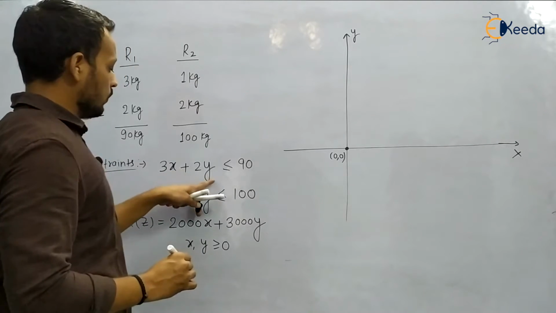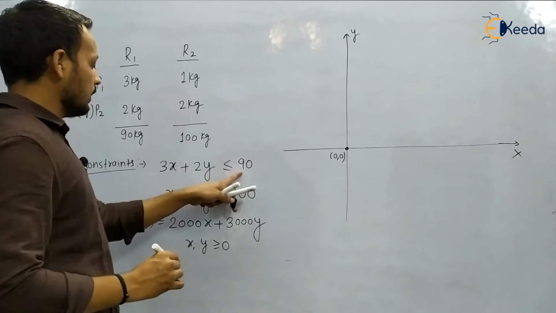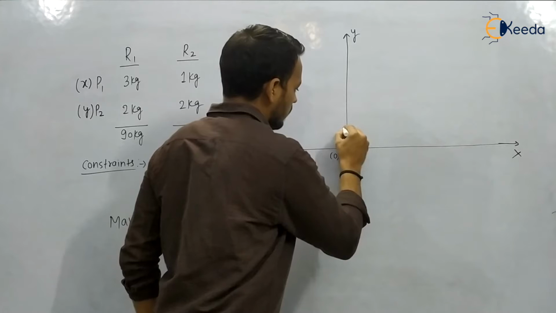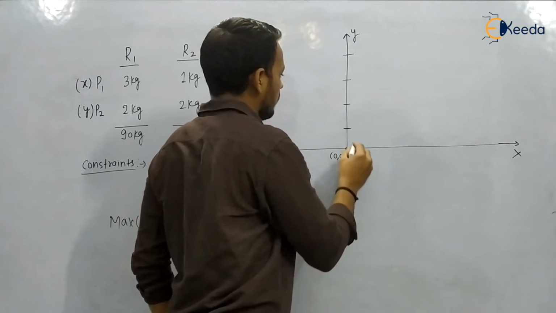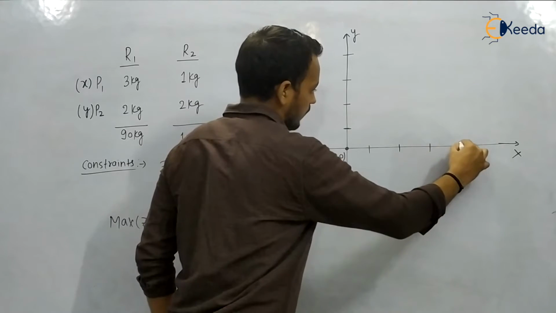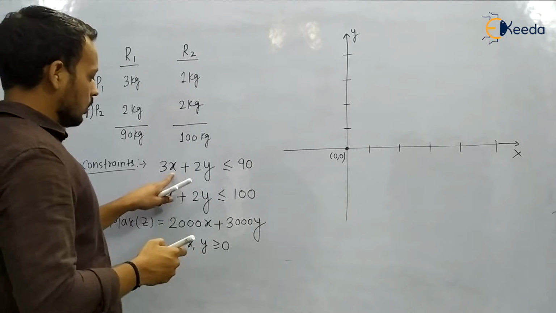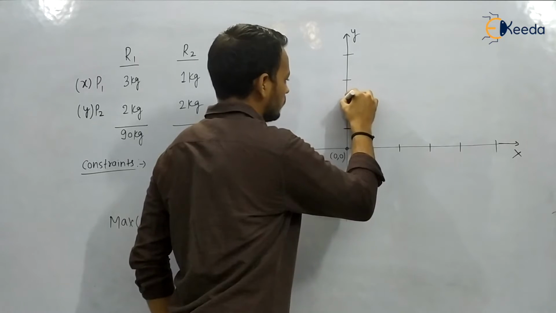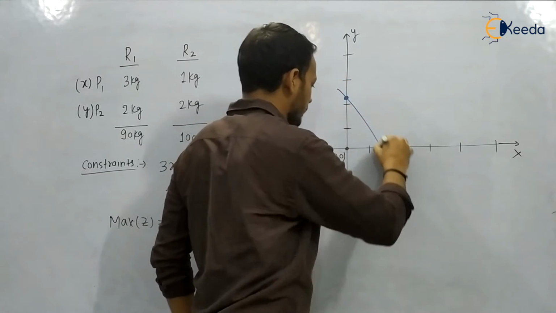Okay, so look at the first constraint. When x is 0, then y is going to be 90 by 2, that is 45, and when y is 0, then x is going to be 90 by 3, that is 30. Okay, so we will take the scaling 20, 40, 60 and 80. Here also 20, 40, 60, 80 and 100. So the first constraint says that when x is 0, then y is 45, and when y is 0, then x is 30. Okay, so our graph is going to be like this.